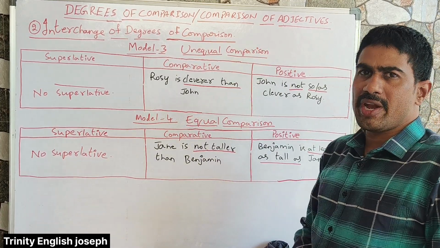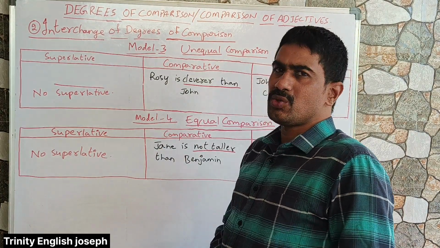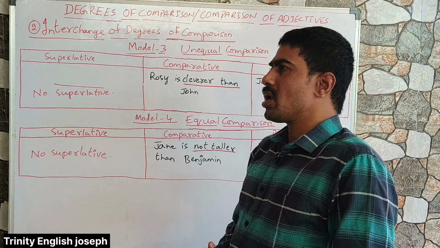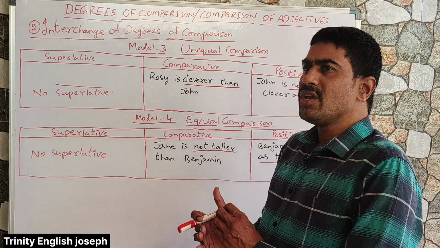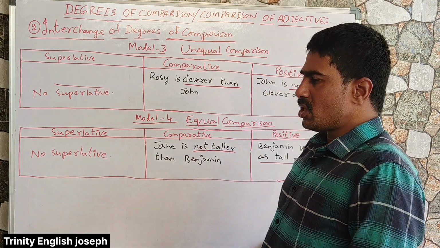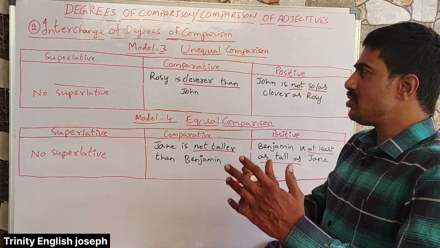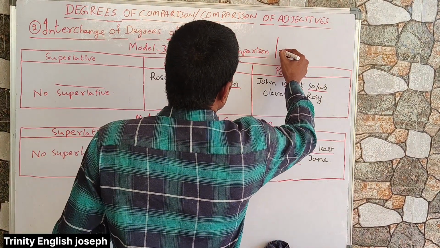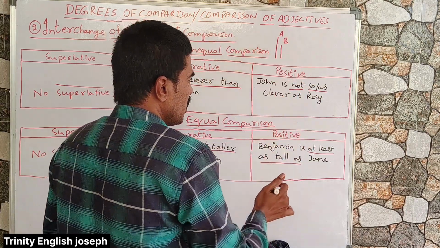When we look at model 3 and model 4, please note that 3 and 4 do not have a superlative, and the reason is they do not go for the comparison of more than two. Here there is only comparison between two nouns. That is the reason why we don't have superlative in model 3 and model 4. Model 3 is called unequal comparison, meaning there is a comparison between two unequal things. We can take an example of A and B. One is more, the other one is less.